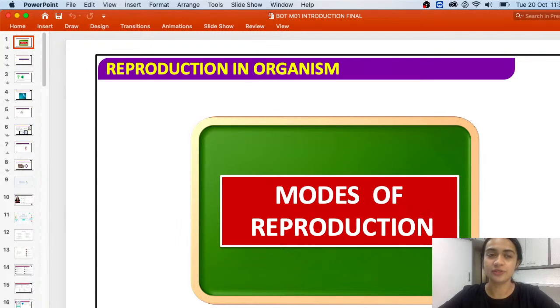vegetative propagation. So today's lecture will also be a continuation from the first chapter of the NCERT, that is reproduction in organisms. So basically the topic of reproduction has 4 chapters in it. Out of that, this is the first one. It is very important first to get cleared with the syllabus.